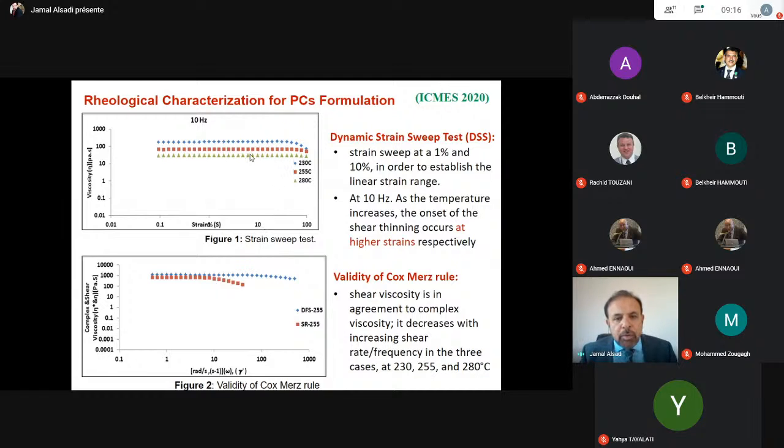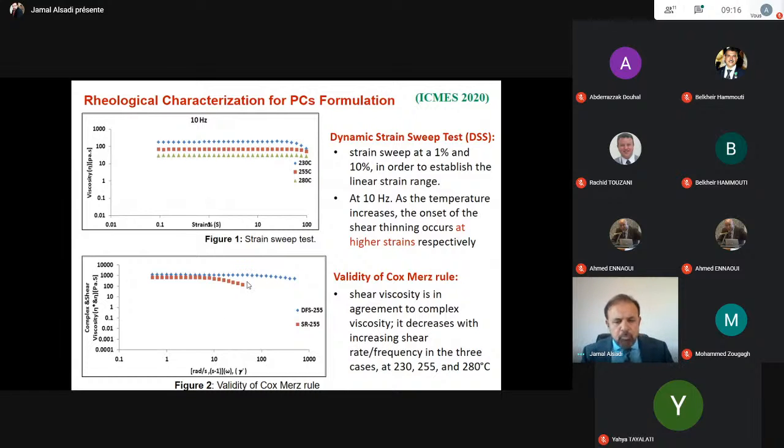As you see, it is the first run until around 10. The shear is consistent, and after that it shows shear thinning after 10 hertz. So basically at 10 hertz, you can see the onset here, that 280 shows lower viscosity compared with 250 or 230. So the onset of shear thinning occurs at higher strain. When you get higher strain, you get lower viscosity.